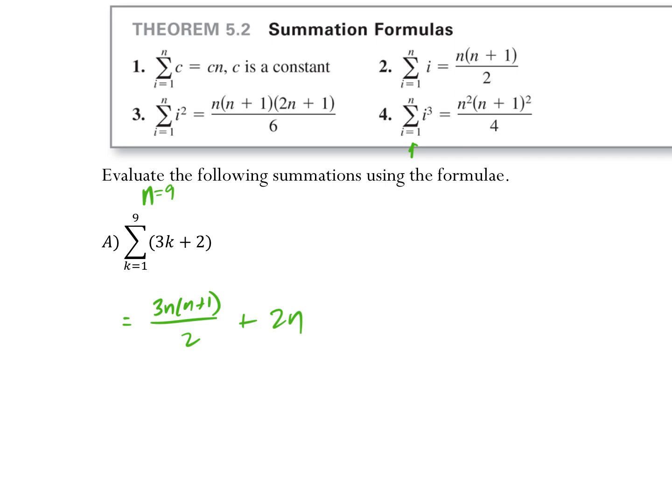Why is the 2 there and the 3 at the front? So just the k alone is n plus 1 over 2. So 3k is 3 times n plus 1 over 2. Where did you get the plus 2n? The plus 2 becomes 2n. You notice my sigma's gone.